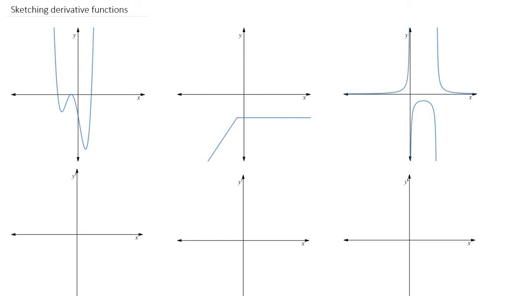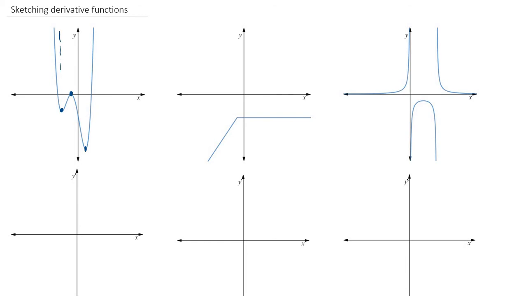A key skill central to the understanding of functions and calculus is the ability to sketch a derivative function given an original function, and vice versa. We have three examples here of functions, and we have to sketch their derivatives. What we're looking at when we sketch derivatives is the points on the graph where the gradient is 0. If we focus on those, they are the stationary points that I've just indicated.